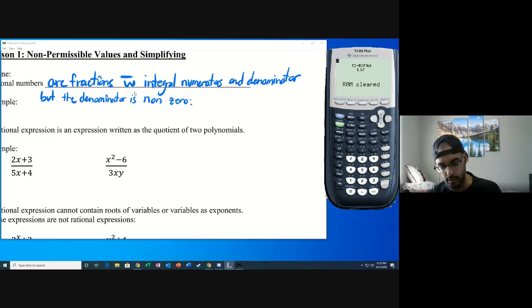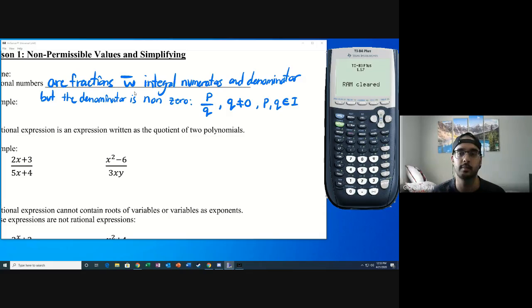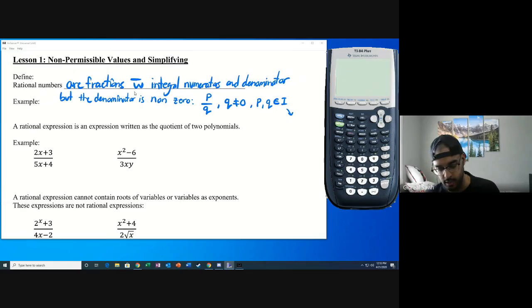You could say a rational number is defined as P over Q, where Q cannot be equal to 0, and both P and Q are integers. Okay, they belong to the set of integers. Now you might see some people using I to denote that set, or Z, because there's a Latin word that stands for integer that I have no idea what it is, but Z is the other set that you might see. So it could say P and Q belong to the set of integers, I or Z, take your pick, doesn't really matter.